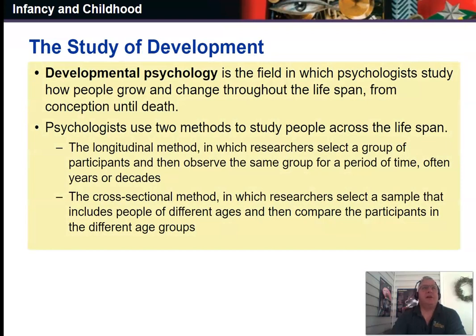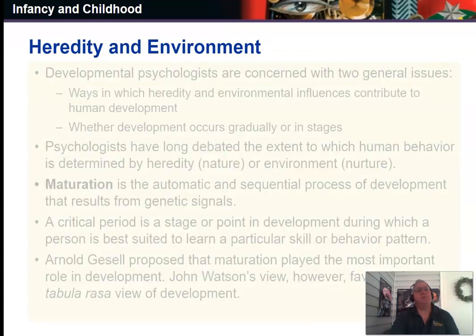Developmental psychology is the field in which psychologists study how we grow and change throughout the lifespan, from conception until death. Psychologists use two methods to study people across the lifespan. The longitudinal method, in which researchers select a group of participants and then observe the same group for a period of time, often years or decades. The cross-sectional method, in which researchers select a sample that includes people of different ages and then compare the participants in different age groups.